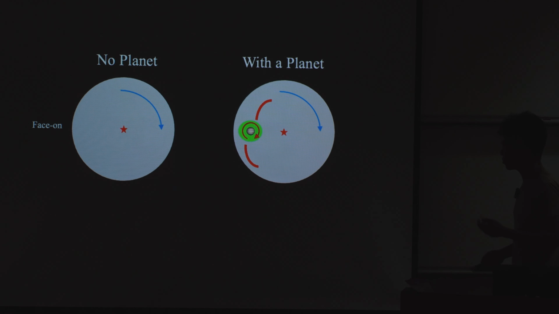But the zeroth order point is, you can use molecular line observations to probe how gas moves in a disk. If all you see is the blue Keplerian motion, you walk away with the conclusion that the disk is consistent with no gravitational perturbation. The blue motion will always be there, but if in addition to that you see one of those red motions, you conclude there are gravitational perturbations in the system. And one possibility could be a planet.